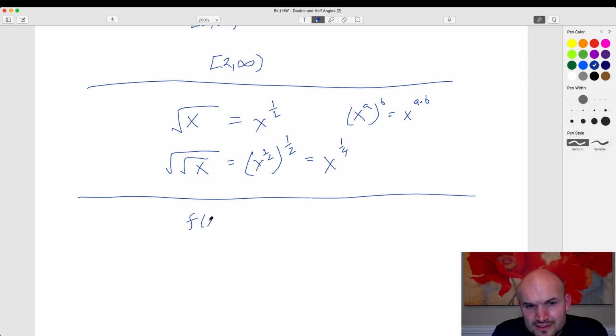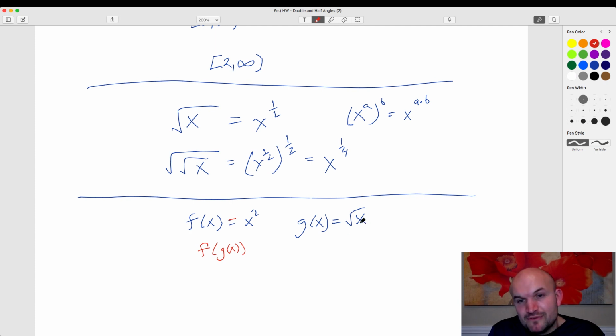f of x is x squared, right? g of x is the root function. Before you can plug them in, you have to determine the domain. You don't really need to worry about the domain of g of f of x, because you're plugging f of x into g of x, right? You're doing f of g of x. So you have to figure out what the domain of your inputting function is, which has to be all positive numbers. That's 0 to infinity.